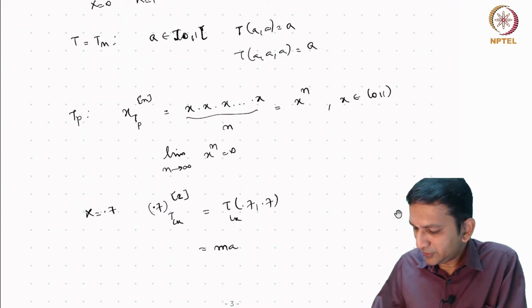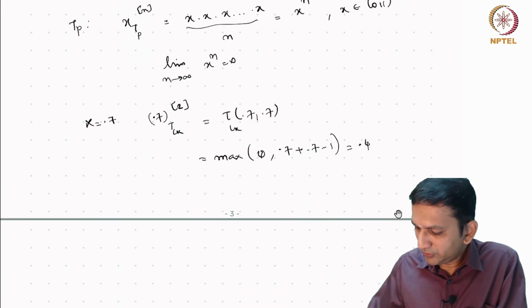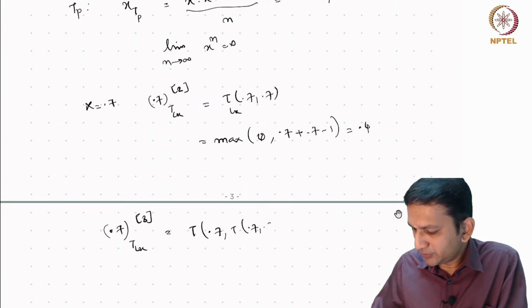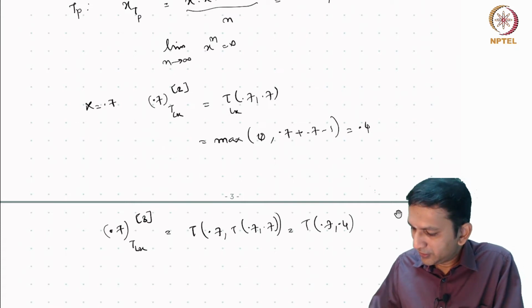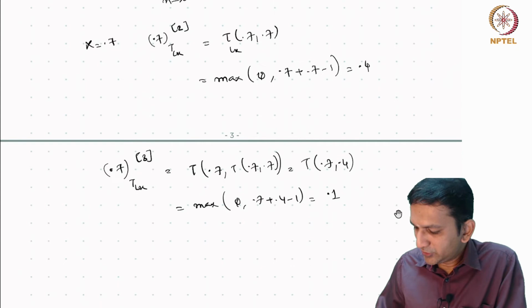By definition, we know this is the maximum of 0, x plus y minus 1. So this will turn out to be 0.4. Now, if you iterate once more, 0.7 with respect to T of 0.7 and 0.4, what we get is T of 0.7, T of 0.7, 0.7, which is nothing but T of 0.7, 0.4. Now, this is max of 0 or 0.7 plus 0.4 minus 1. This is 0.1. Now you see that it is already decreasing.